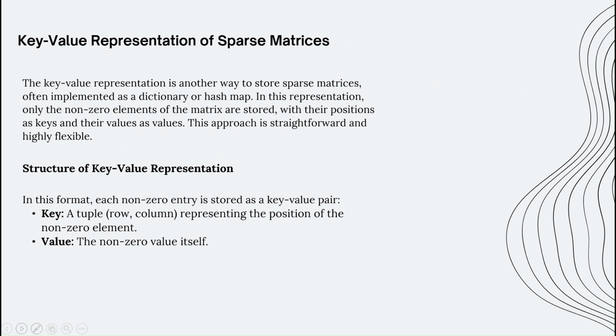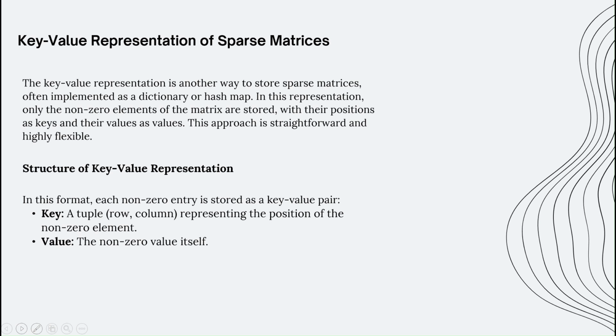Now let us get into the main topic, key value representation of sparse matrices. The key value representation is another way to store sparse matrices, often implemented as a dictionary or hash map. In this representation, only the non-zero elements of the matrix are stored with their positions as key and their value as values. This approach is straightforward and highly flexible.